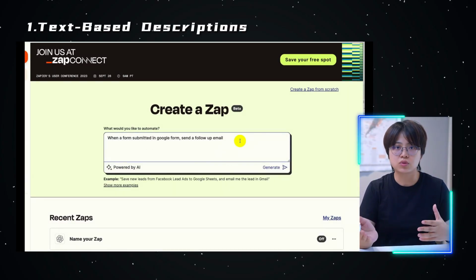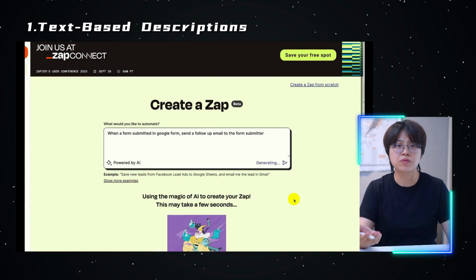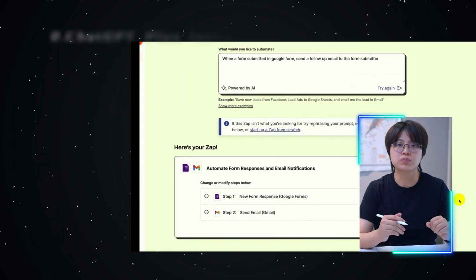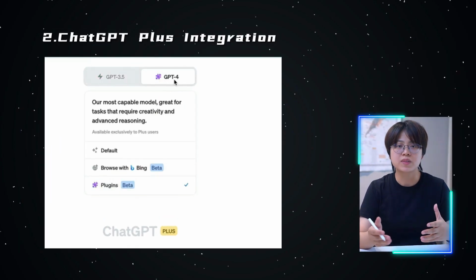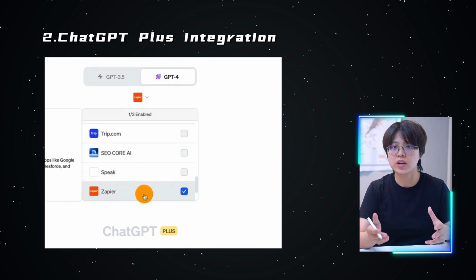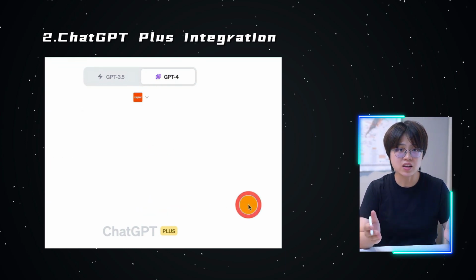Once you're signed up, there are several ways to create automated workflows. First, text-based description. You can describe what you want in text, and Zapier will create a workflow for you. This feature is in beta, and I will have a dedicated video on this soon. Number 2, ChatGPT Plus integration. Activate the Zapier plugin in ChatGPT Plus, and just chat your way into automating tasks. Let AI do the work for you.